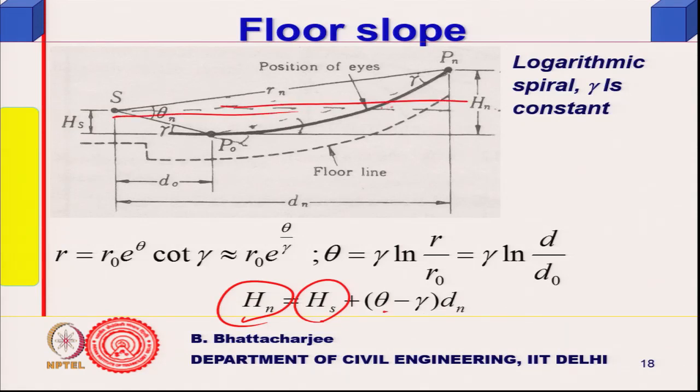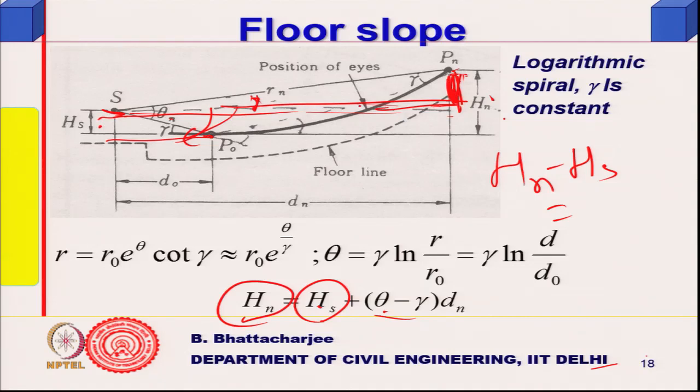How? I draw a horizontal line, and this angle is the same as this angle. So this is gamma. How much is this angle? Theta minus gamma. So how much is this height? hn minus hs, the elevated height of the head level minus the height of the source. This height divided by this distance dn, the total distance, is equal to theta minus gamma. From this it follows, therefore, that I can find hn.